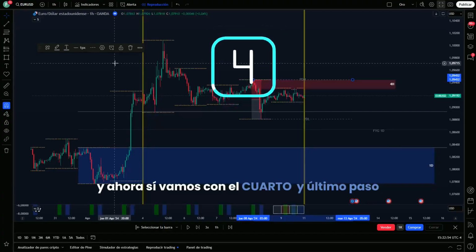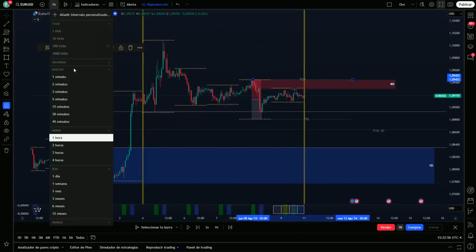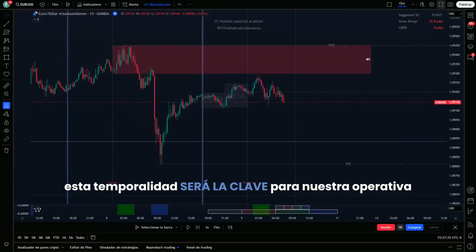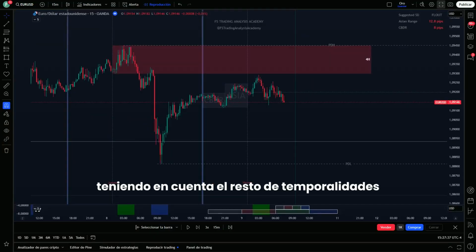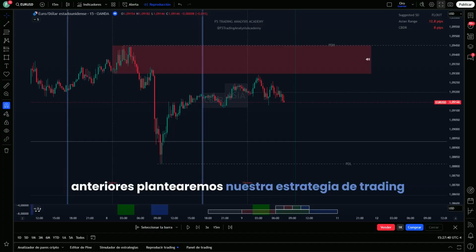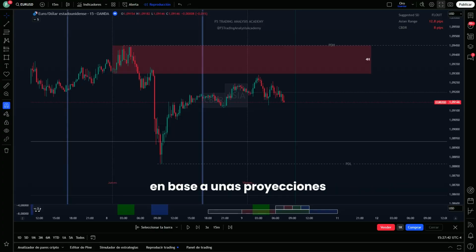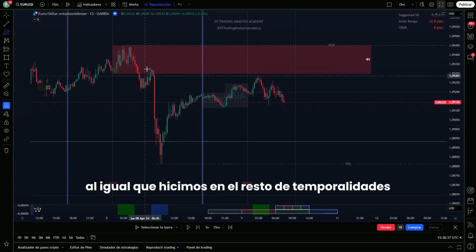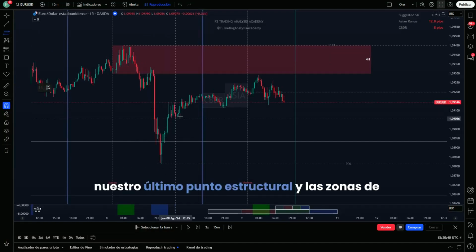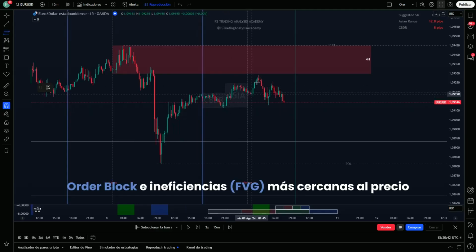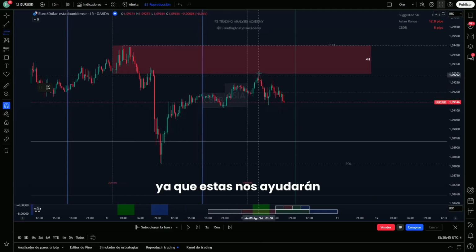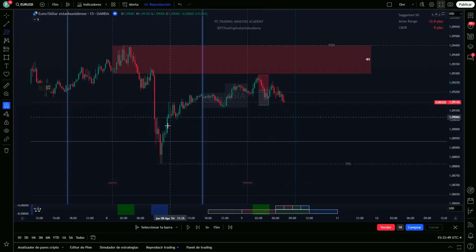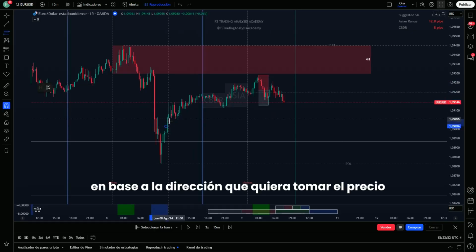And now, let's move on to the fourth and final step, which we'll perform on the 15-minute time frame. This time frame will be the key to our operations. By considering the previous time frames, we'll plan our strategy based on these projections. The first thing we'll do, just like in the other time frames, is mark our latest structural point, the order blocks and price inefficiencies. These will help us once we're in our trading hours to find opportunities based on the price direction, now that all our zones are clearly marked.